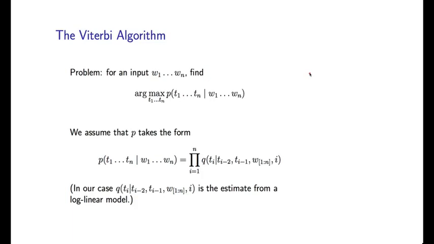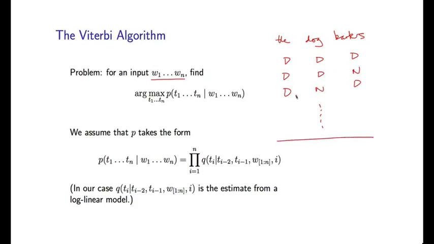The final piece of the puzzle is the question of how we apply a log linear model to a new test sentence. So this means we're going to take some test sentence as input, for example, the dog barks, and we're going to search over all possible tag sequences for the tag sequence that maximizes this conditional probability. So we might consider the tag sequence DDD, DDN, DND, and so on and so on. And we're going to return the tag sequence that has the highest value for this conditional probability.